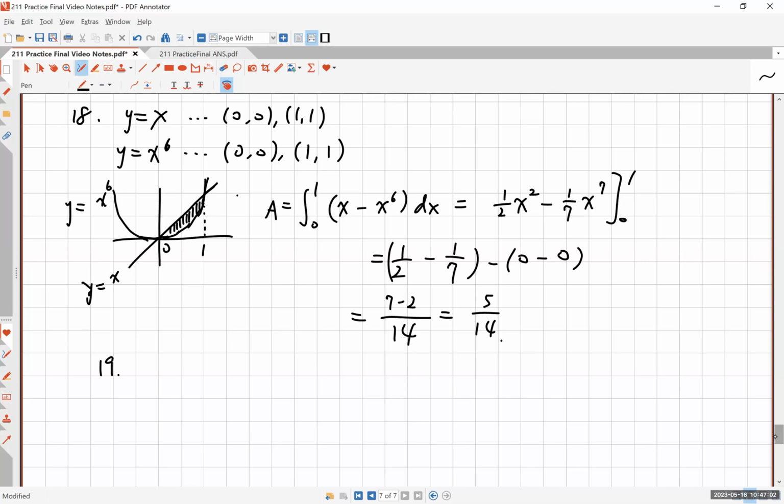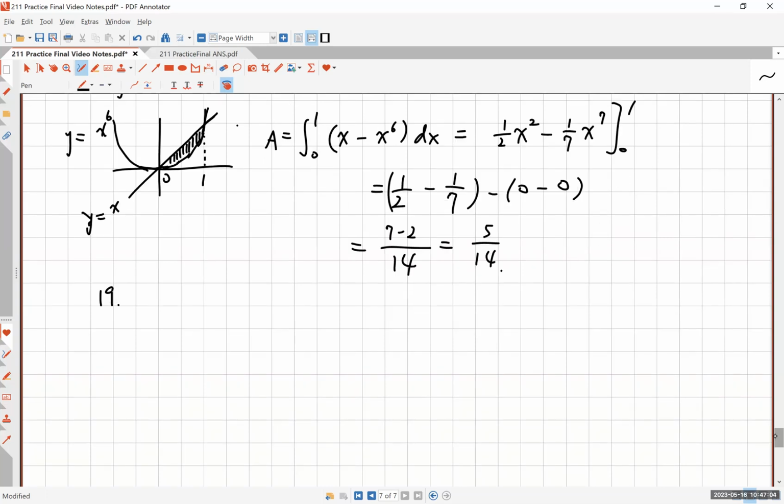Number 19, find the volume of a solid generated by revolving about the x-axis, the region between the function y is equal to x plus 1 below the function. All right, so let's go ahead and draw this. I know I'm not repeating or writing down the entire problem, but you can see the problem here on your handout. So number 19, we have this area or the region below x plus 1.